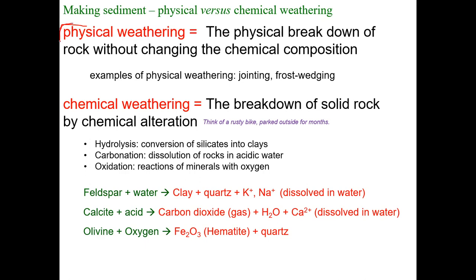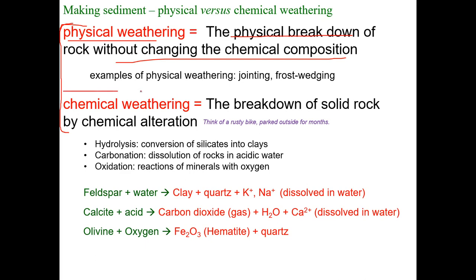Now, weathering processes break down rocks into smaller pieces, and this is how we create clastic sediments. There are two types of weathering. You've got physical weathering, the physical breakdown of rocks without changing the chemical composition. That's things like wind abrasion, root wedging, faults and fractures, thermal expansion, all sorts of different things that can break apart the rocks without changing their chemistry.